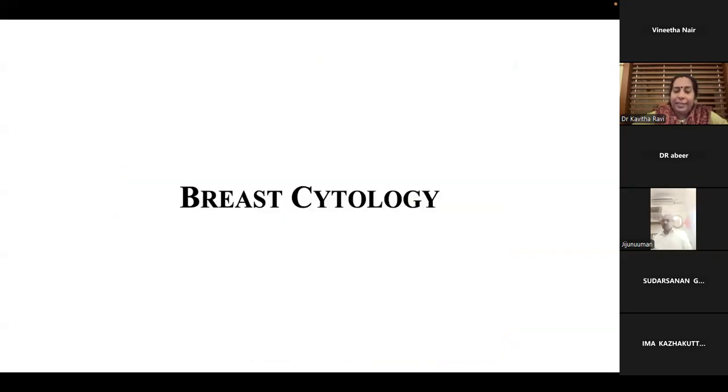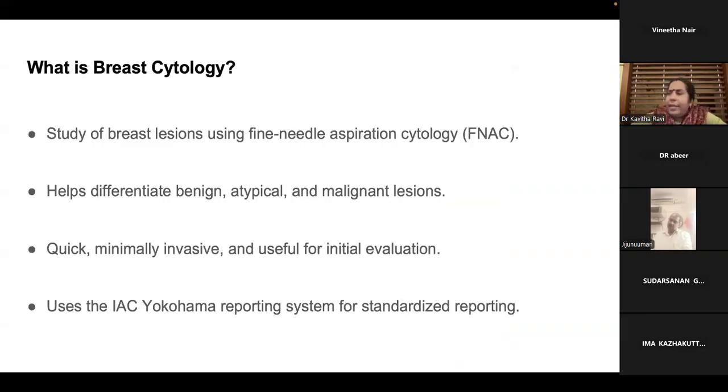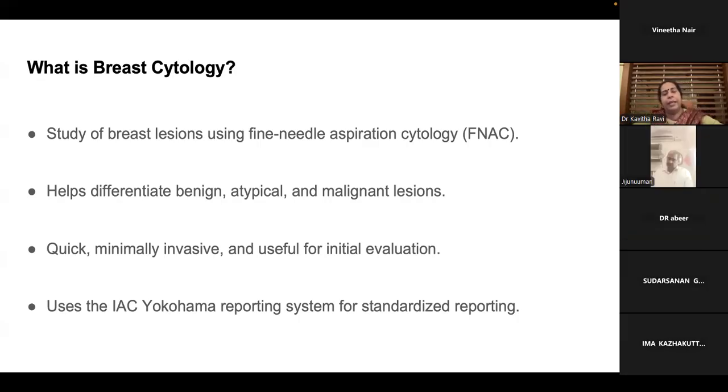Now let's go to the next common aspirate we do daily, breast FNACs. They are always sent to the pathologist for FNAC. Breast lesions are not very visible, they have to be palpated and found out, and so they always need a fine needle aspiration cytology. With cytology alone, we can differentiate benign, atypical or borderline, and malignant lesions. It's a very quick procedure, minimally invasive, just the pain of a prick, and useful for initial evaluation. That's always the first line of investigation in any patient with a breast lump.